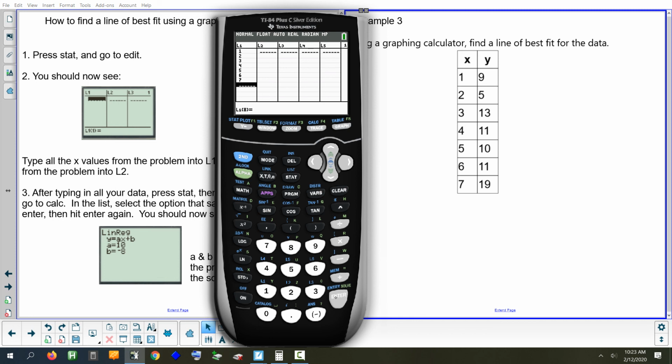Anybody not able to get the numbers 1 through 7 there? Scroll up and see all of them. It's okay if it goes off the screen, because your screen's only so big. That's okay. But everybody has those numbers.